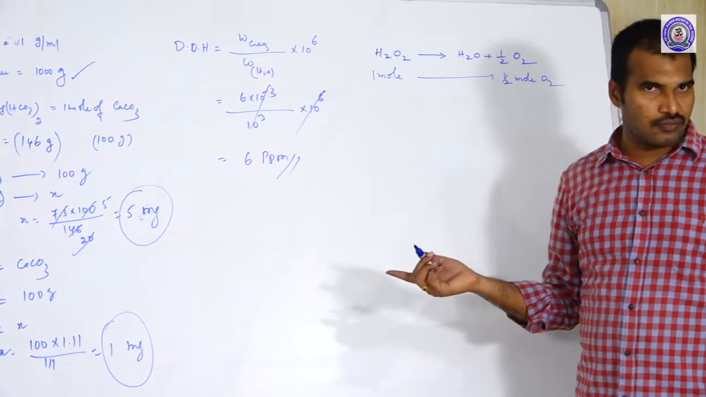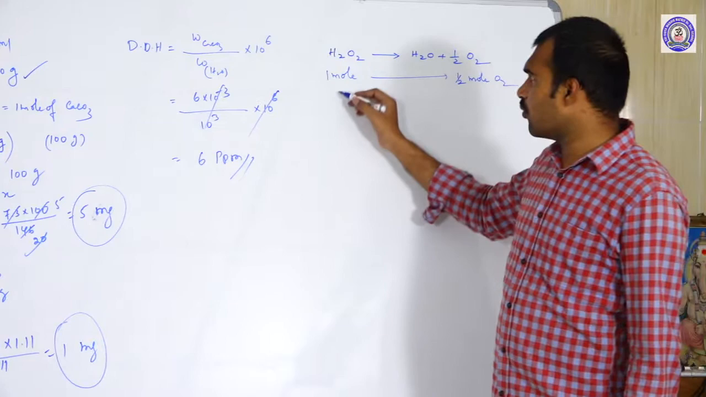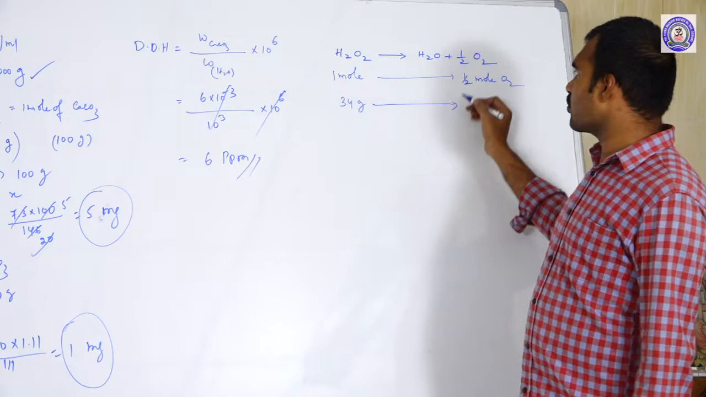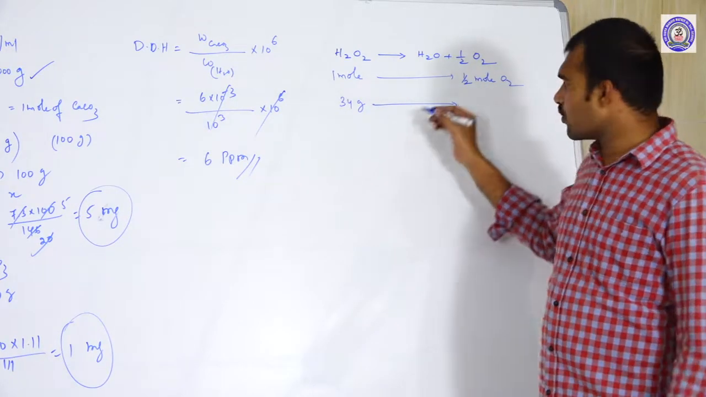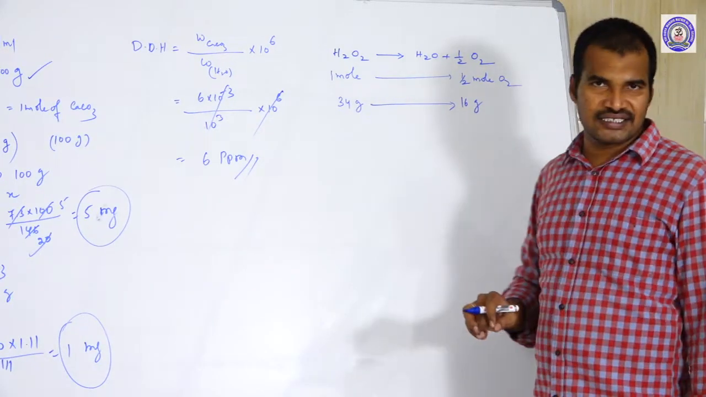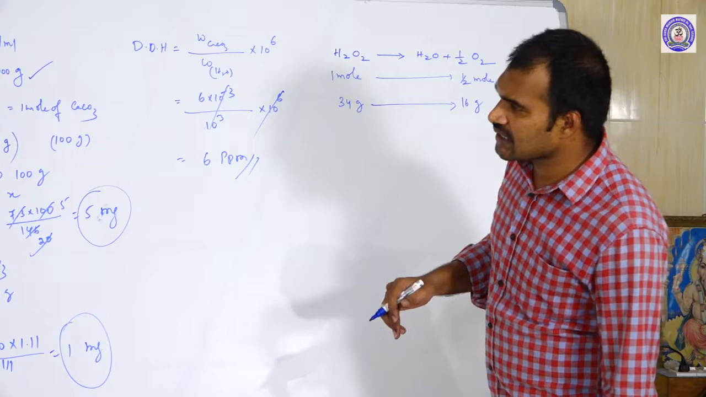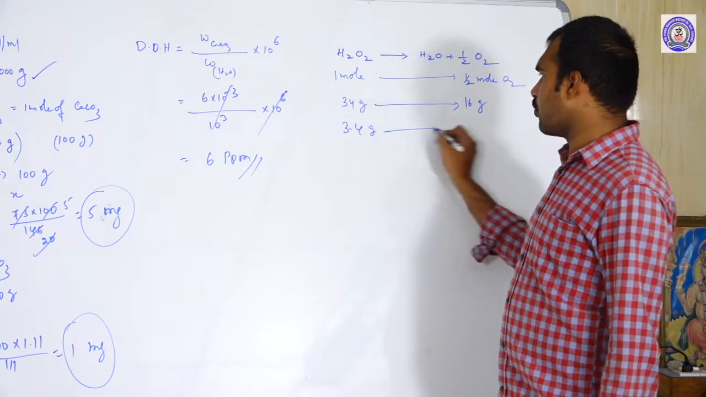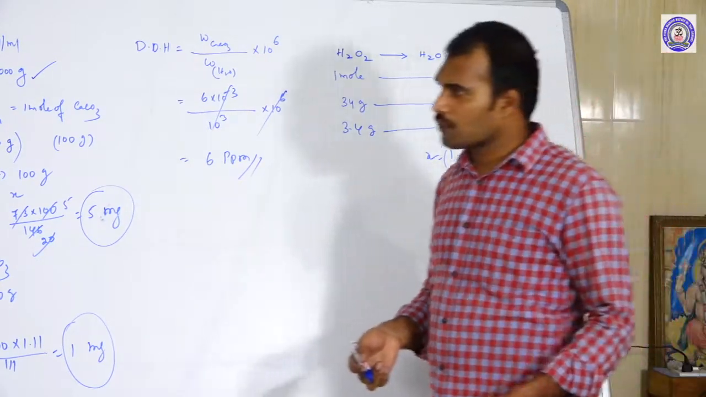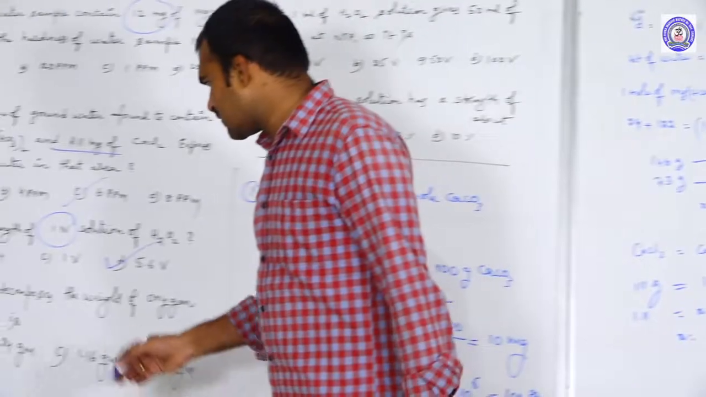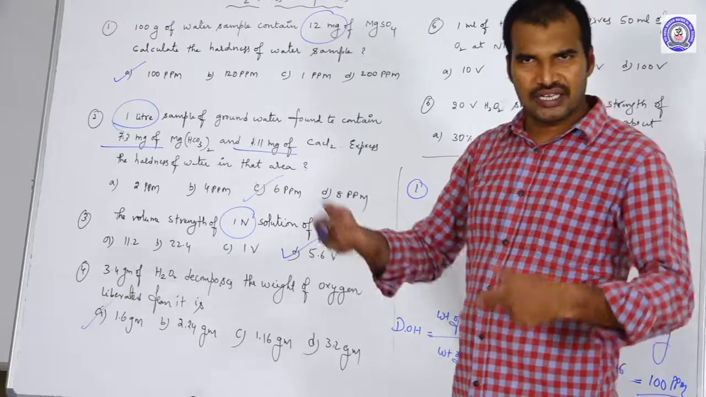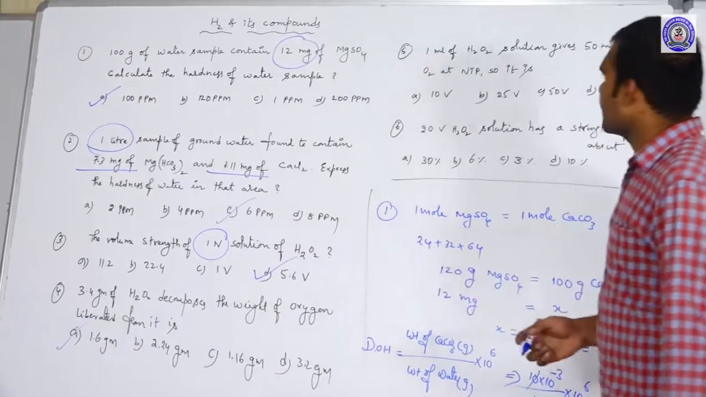Okay, this is a weight-weight relation. He is asking weight-weight relation. What is the weight of 1 mole of H2O2? 34 grams. 34 grams of H2O2 liberates O2, half mole of O2 weight is what? 16 grams. If 34 grams of H2O2 liberates 16 grams of O2, then for 3.4 grams, how much will it liberate? X is equal to 1.6. Okay, so the option is what? 1.6 grams. Direct question. But if you know the decomposition reaction, then you feel very easy. Okay, then move to the next one.